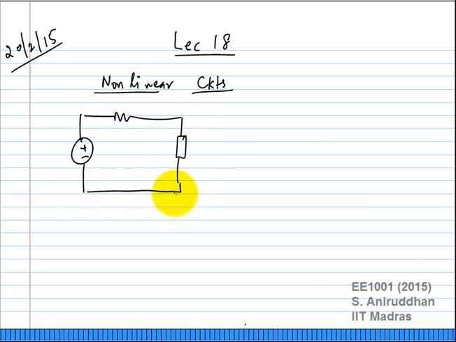We'll just take a single loop, 2 elements, 1 voltage source, some Vs, some R1 and some Z, which has a relationship I equals f of V.